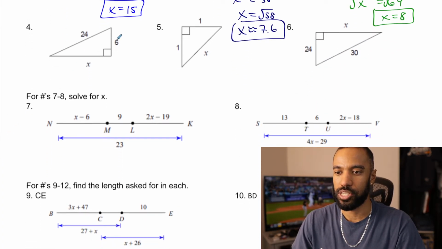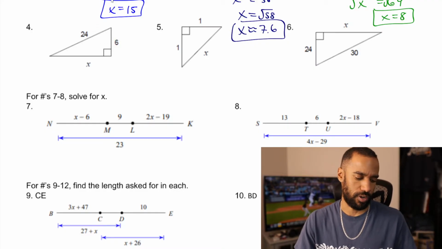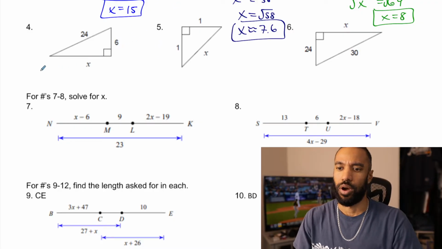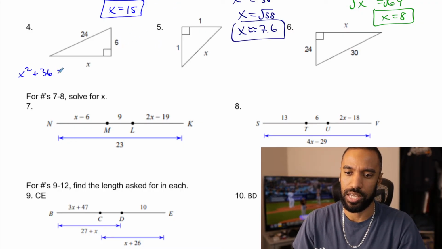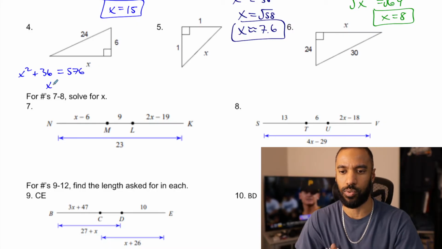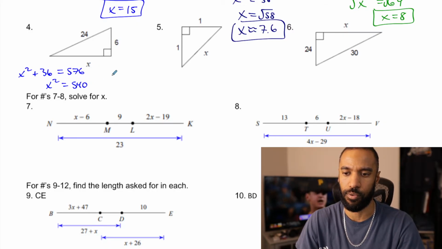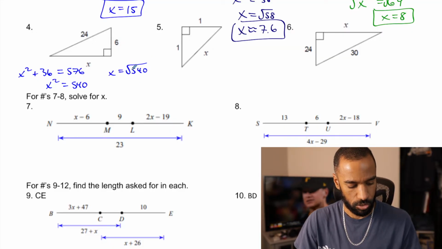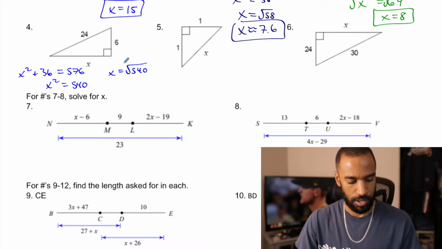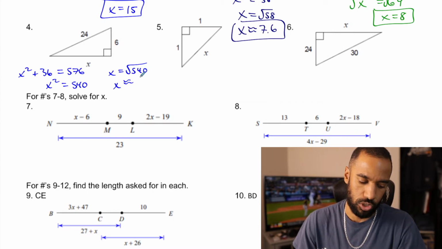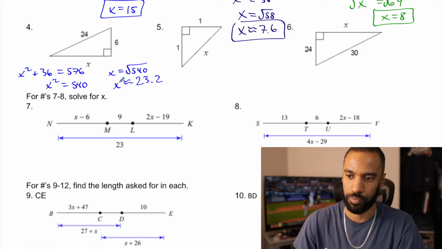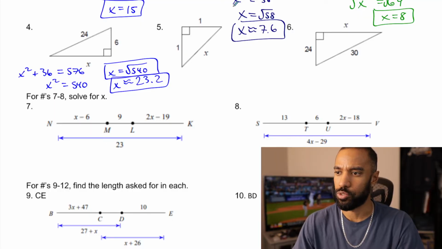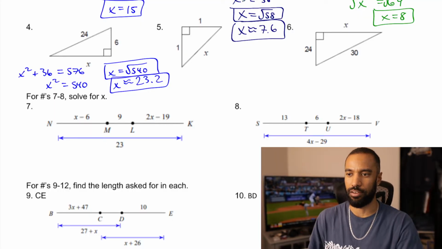X squared plus 6 squared, which is 36, equals 24 squared. Is it 576? 24 squared, 576. X squared plus 36 equals 576. If I subtract that, you get x squared equals 540. So x is the square root of 540, which is around 23.2. It's exactly the square root of 540 though, so that's why I'm writing both of them. I want to make sure that you have one and the other.